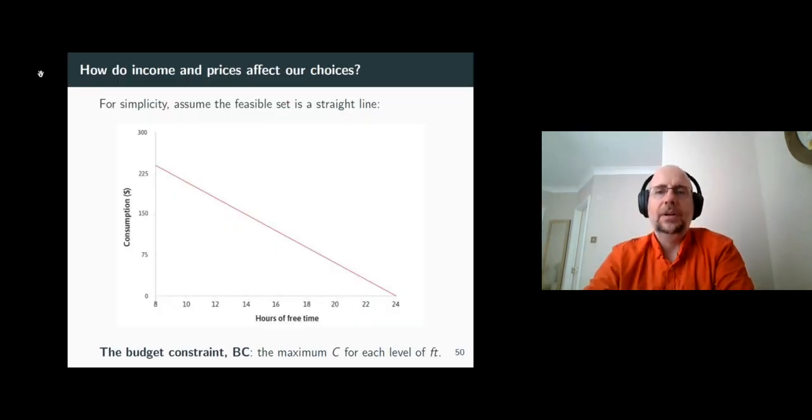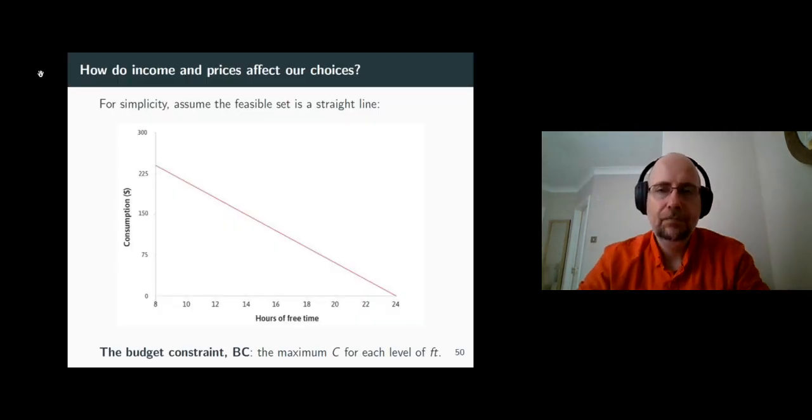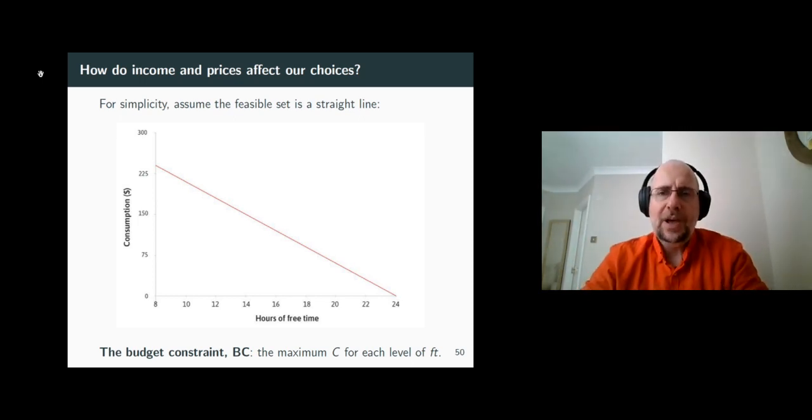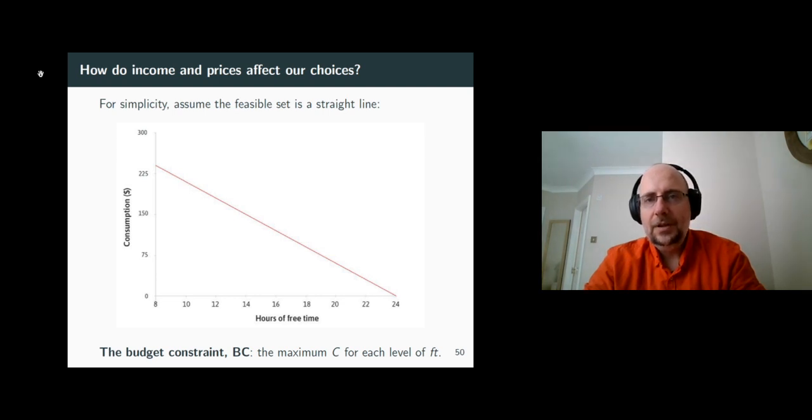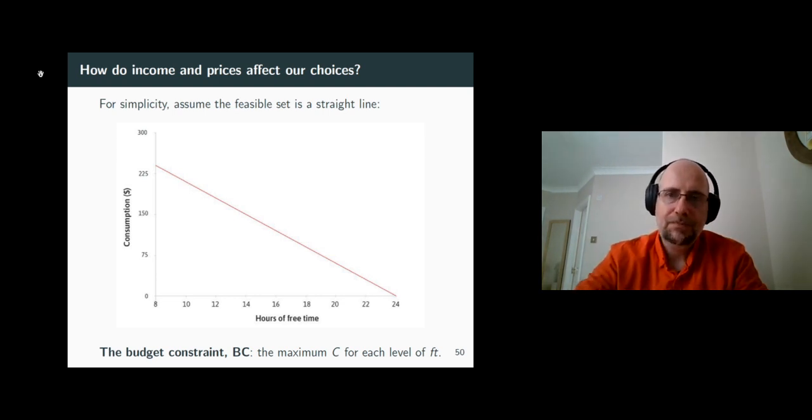How do we study the impact of a change in income? So, suppose we have a consumer who cares about free time and consumption. This is what enters her utility function. She can have anything between 8 and 24 hours of leisure. Her free time is on the horizontal axis.